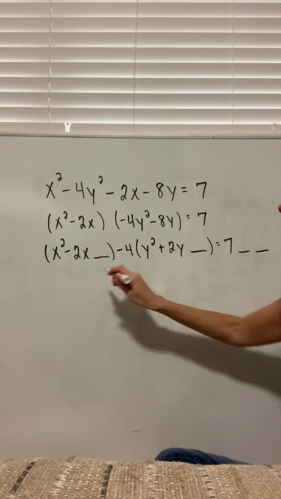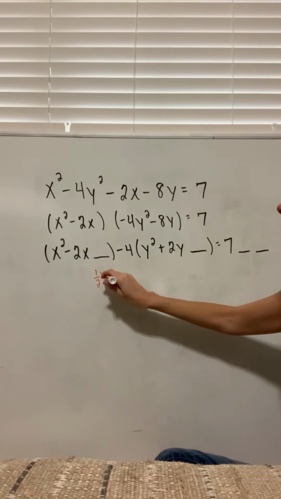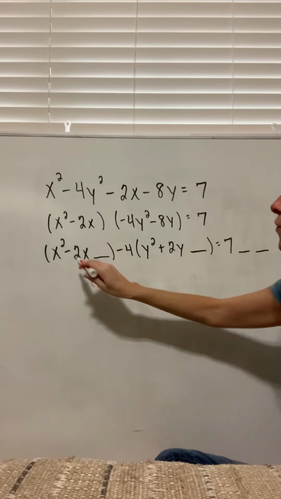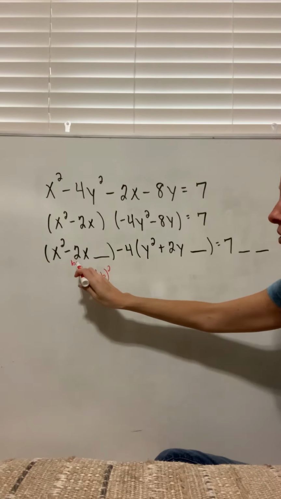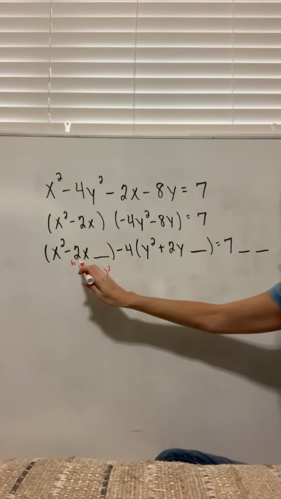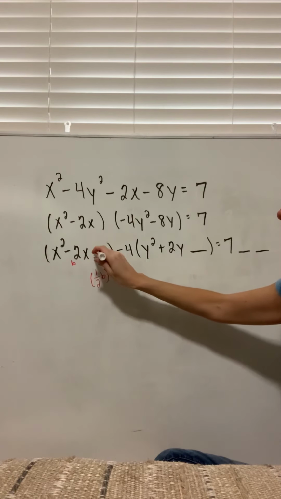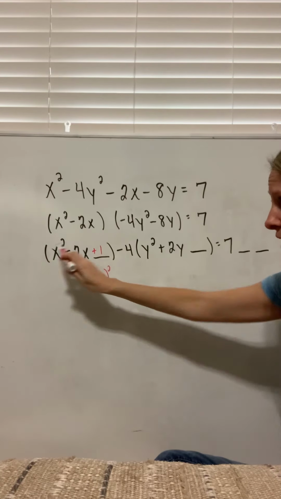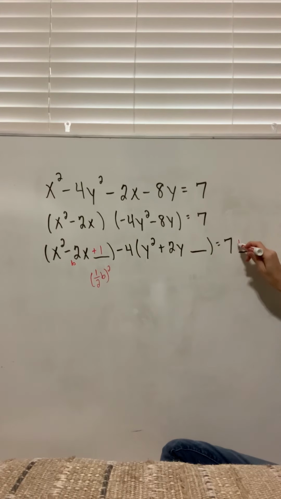So remember, to complete the square, you take half of b and you square it. For the x's, b is -2. So half of -2 is -1. -1 squared is 1. Since there's nothing out front, then this 1 is what we add to the right side.